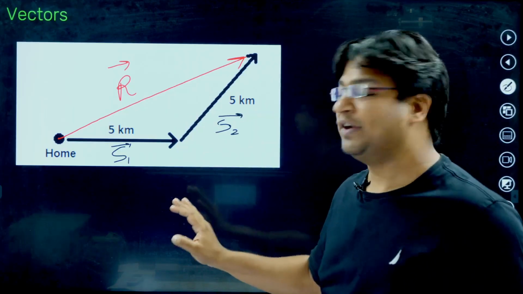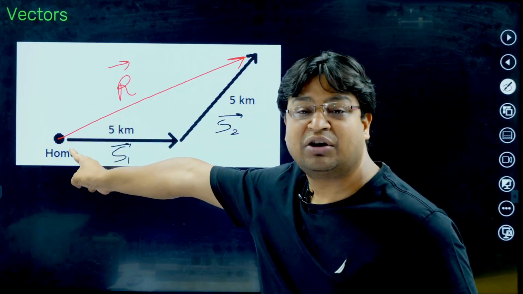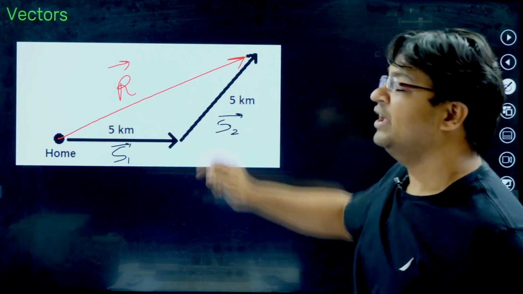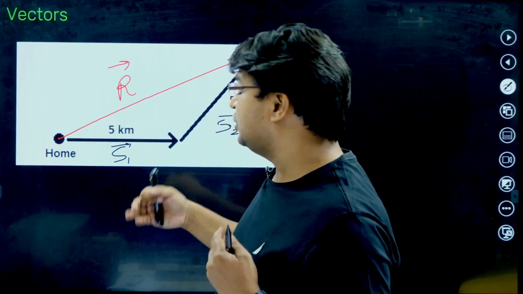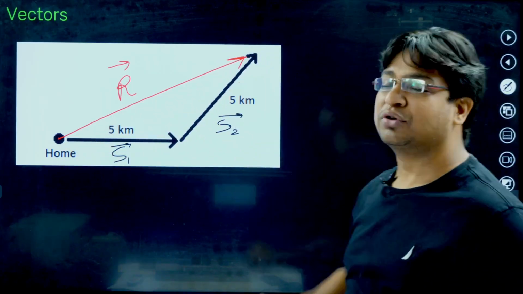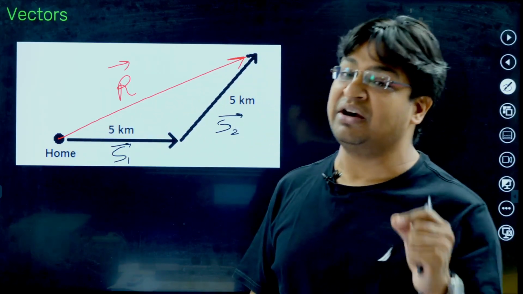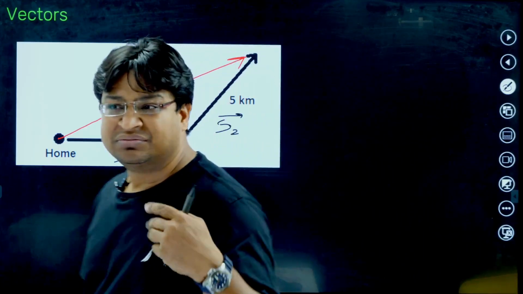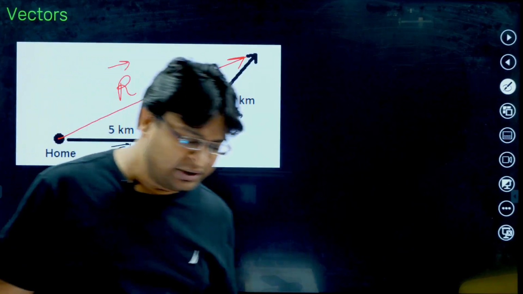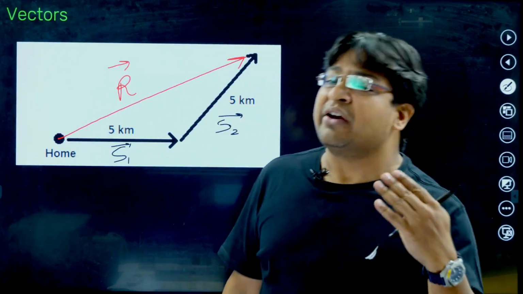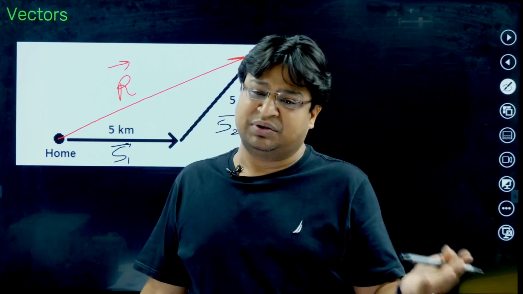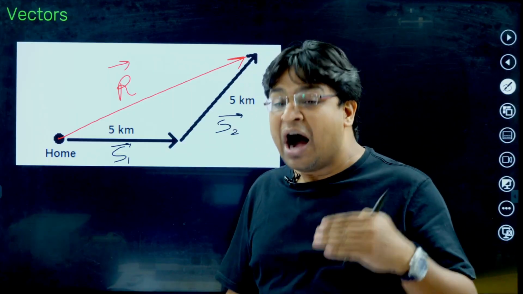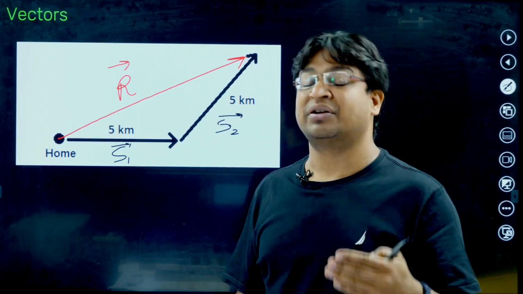Then what we have to do is join the free tail. This tail did not have any head at it. So join the free tail with the free head, and the arrow that you draw represents the resultant vector. So we have now discovered, may not be the right word, recognized should be the applicable word here. We have recognized how to draw the resultant vector.